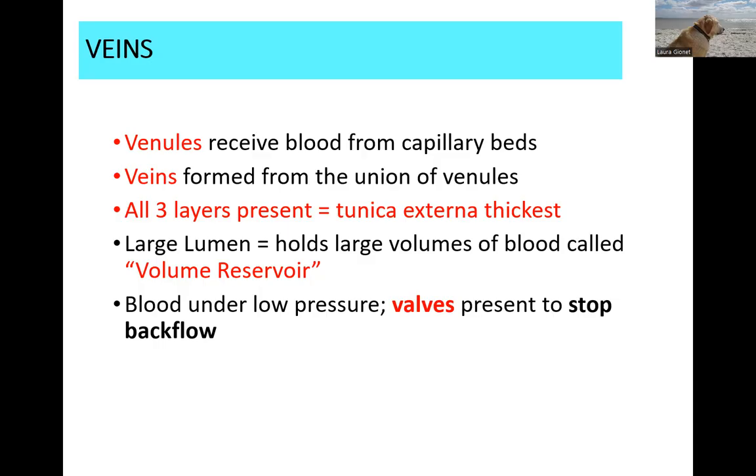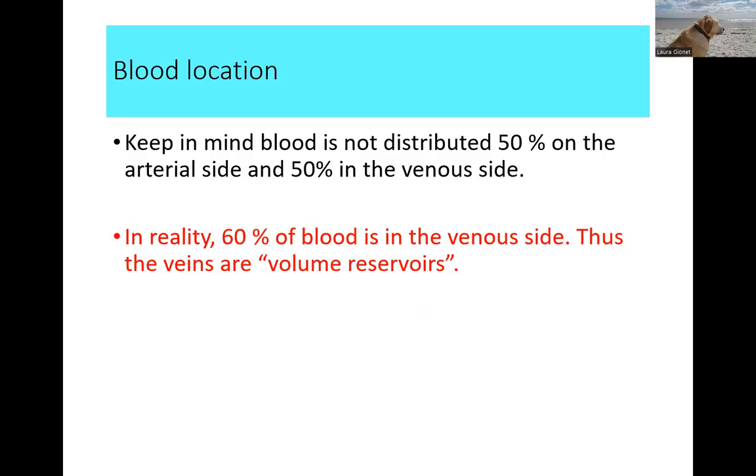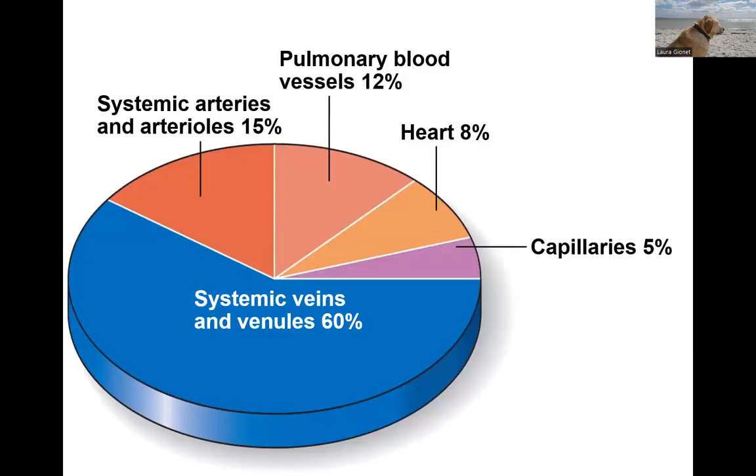Okay, blood location. As I mentioned before, keep in mind blood is not distributed 50-50. In reality, about 60% is going to be on the venous side and about 40% on the arterial side. Thus, we call them volume reservoirs. This pie wedge helps you understand that as well.